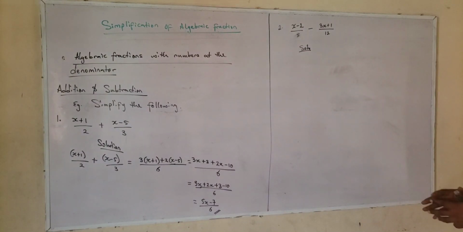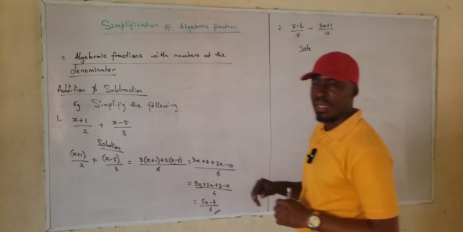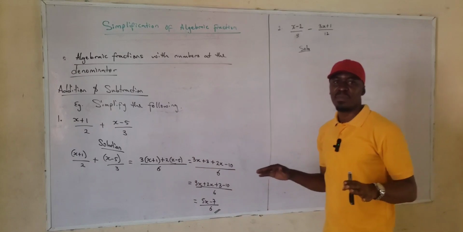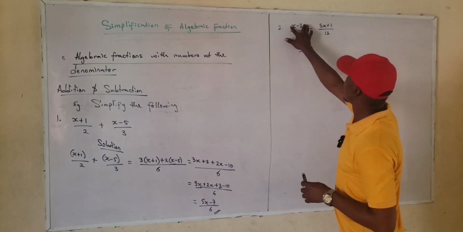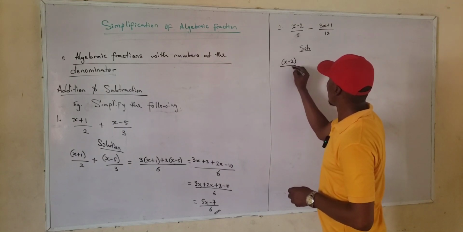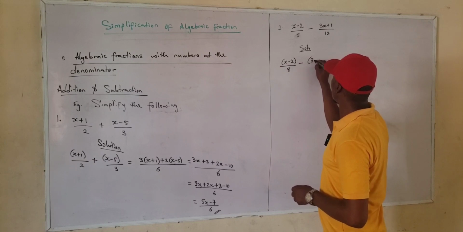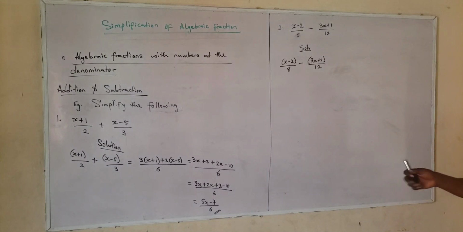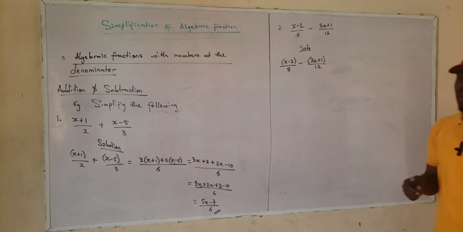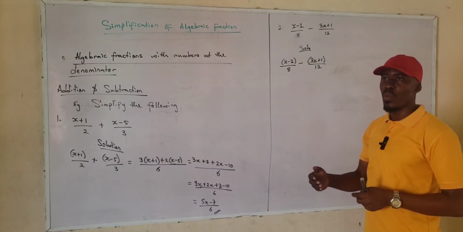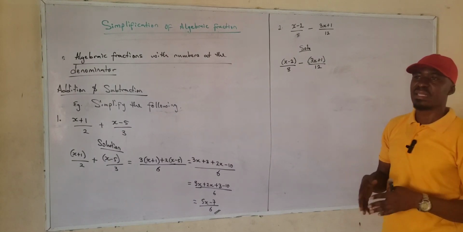Okay, so first thing to do, remember I said that you have to first of all put this in what? In bracket. It makes your work simpler. So put this in bracket, put this in bracket. So that will give you s minus 2 over 8 minus 3s plus 1 over 12. Like I said before, putting this in brackets will help you ensure that you will not make unnecessary mistakes.